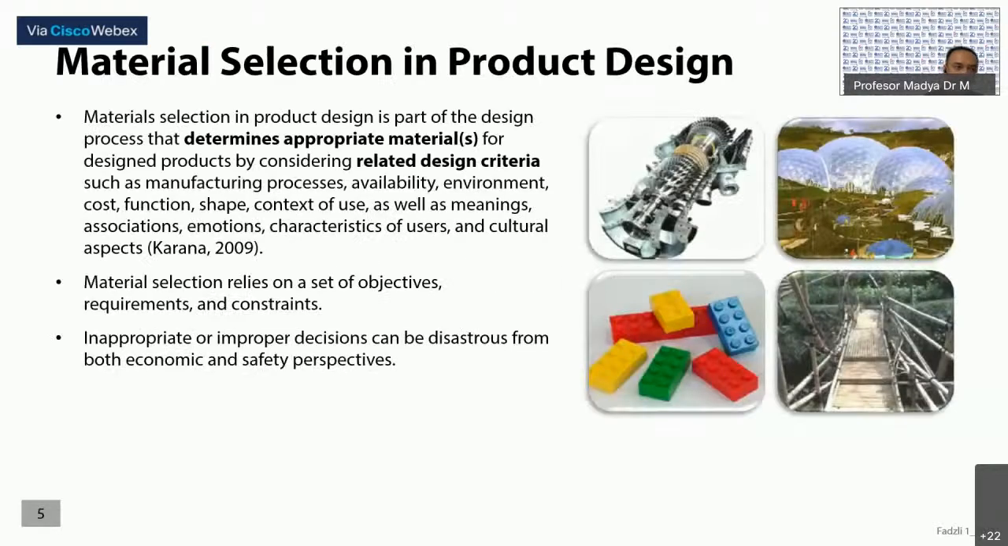So the first part is material selection process. Why is the material selection process important? Because material selection in the product design is a part of the design process that determines appropriate materials for design product by considering related design criteria.